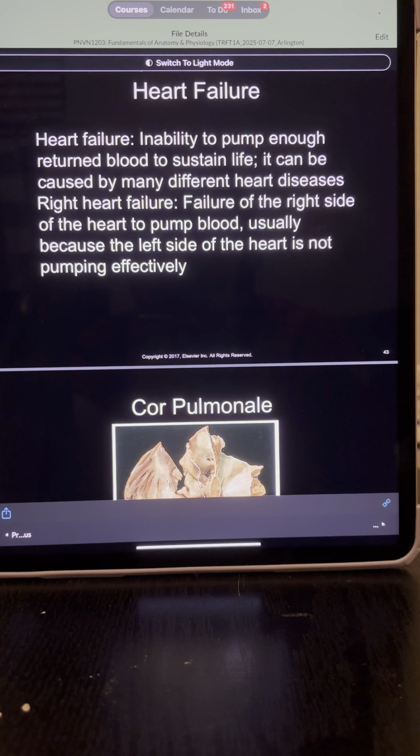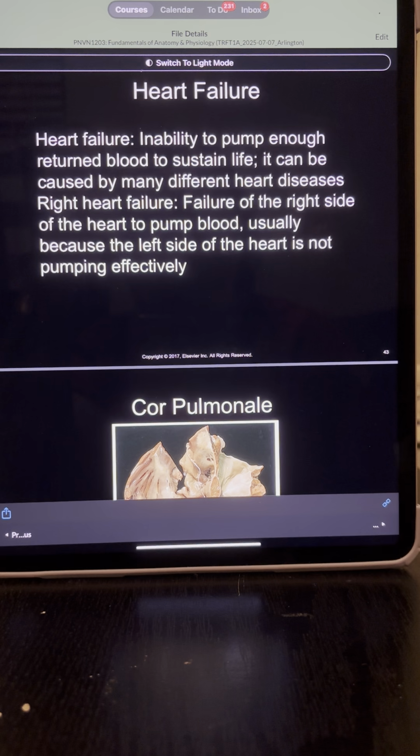Stroke volume is the amount of blood that is pushed out every time the ventricle pumps. Cardiac output is the amount of blood that is pushed out in a full minute. That's it. Average is about 5 liters per minute at rest.